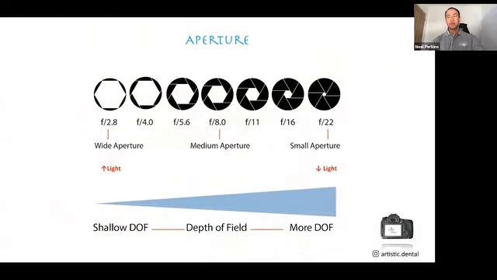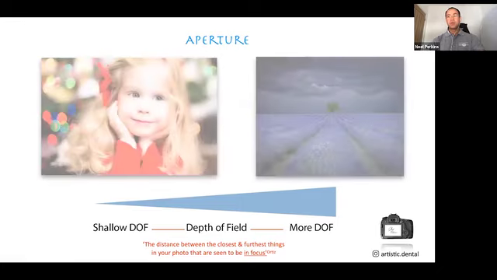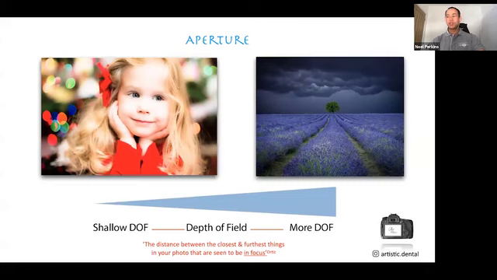Now, this relates also to depth of field. So what is depth of field? Depth of field is what is in focus in your image, or the range of focus within your image. If we look at these two photographs, you can see that in this picture, the little girl's face is in focus, but everything around it is out of focus. So that is what we call a shallow depth of field.